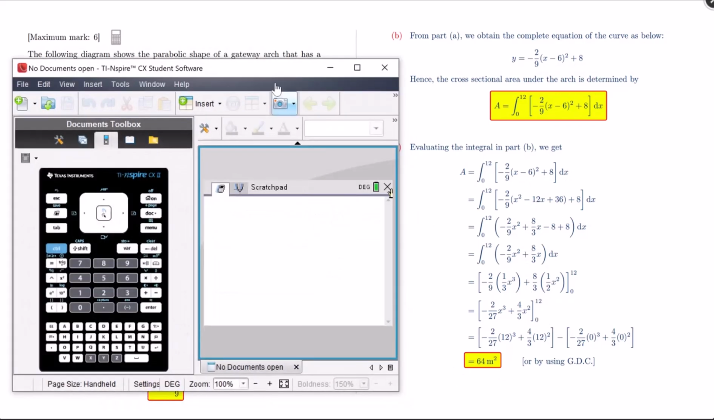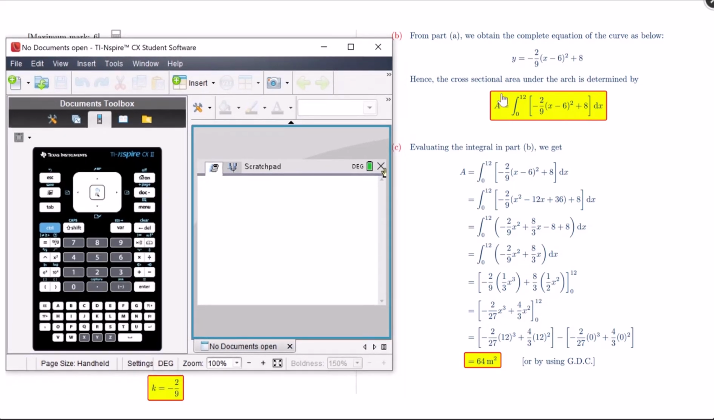So first things first, let's find the value of this definite integral in the main section of the calculator. To do that, we go Menu, Calculus, Numerical Integral, and let's type in this definite integral.